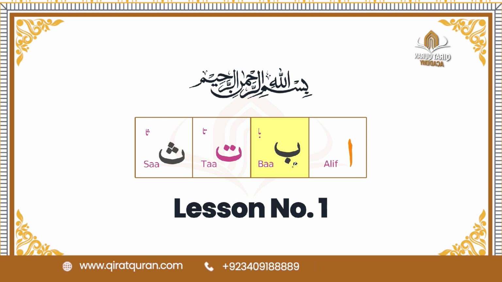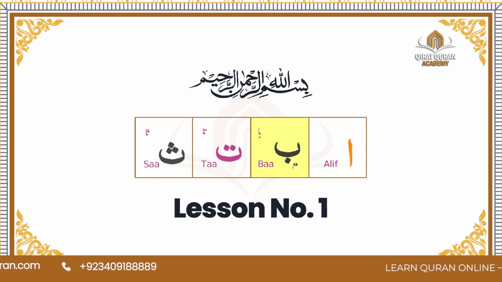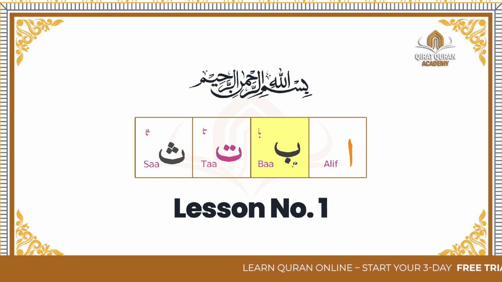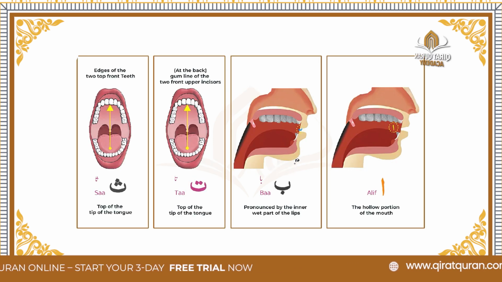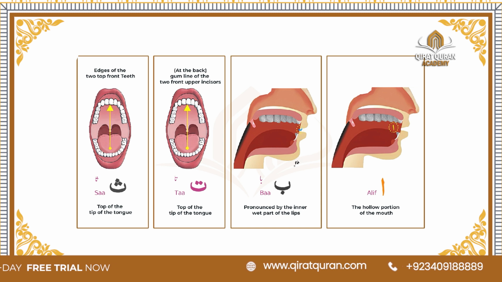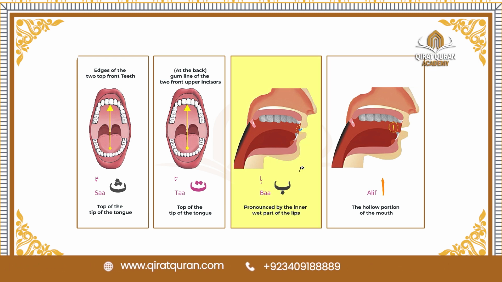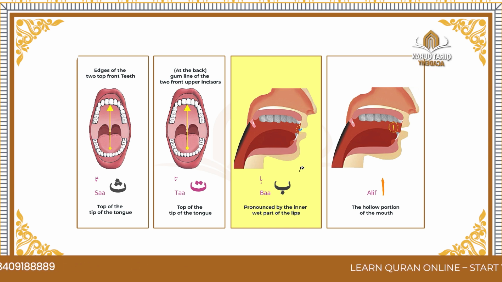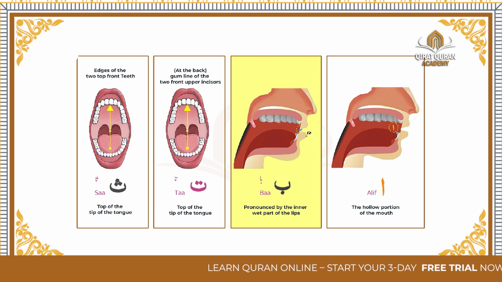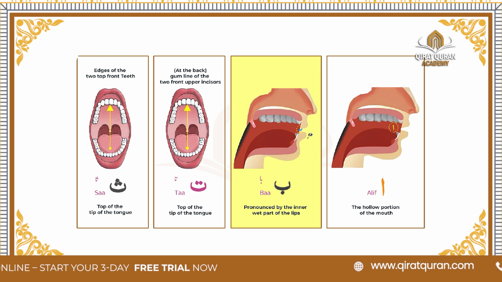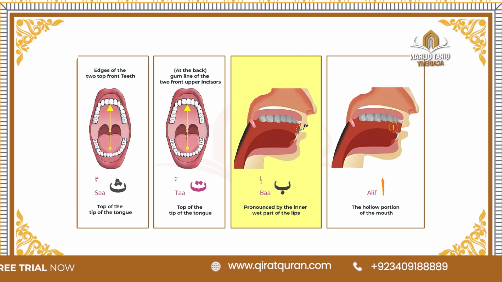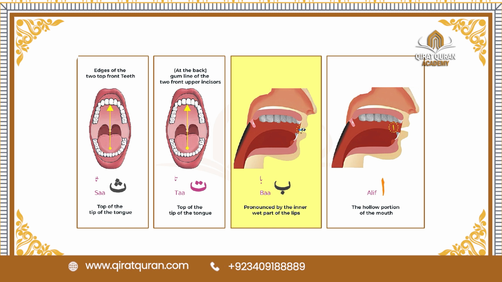Again, Ba. This is the second letter of Arabic language. This is called Ba. Now, how we have to pronounce this? Look at this picture. This is the makhraj, or the articulation point of the Ba. As you can see here, we have to use our inner sides of the lips. Okay, we have to use the inner sides of the lips and we have to read the Ba from there.